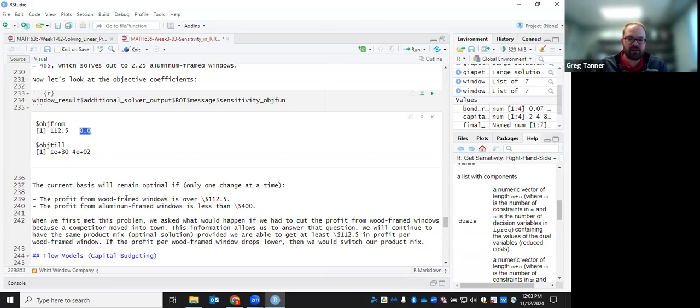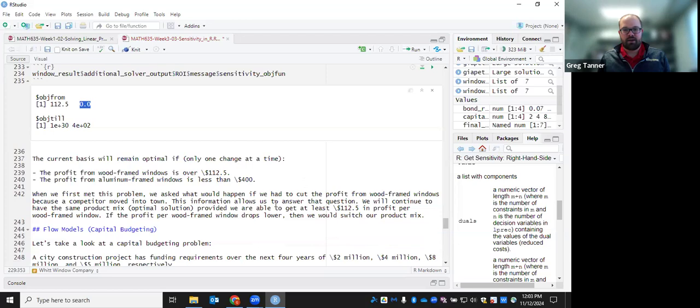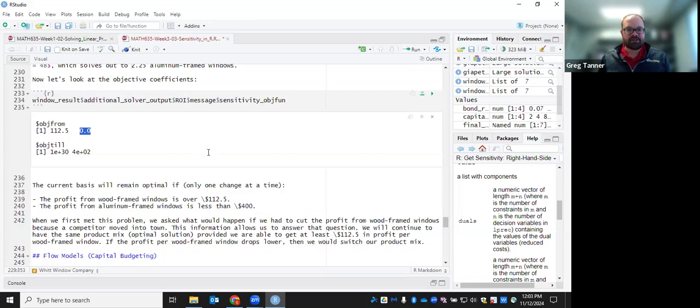The lower bound of 0 there is because we shouldn't expect to ever make a product that has negative profit. So if the aluminum framed windows started having negative profit, we would immediately stop making any aluminum framed windows. And we saw that in the previous time we met this example. We could lower the profit for wood frame windows from 300 to 200. It would change the profit, but it wouldn't change the optimal product mix. But if we reduced it down to 100, then we had a change in the optimal product mix. Okay, so that's this example.